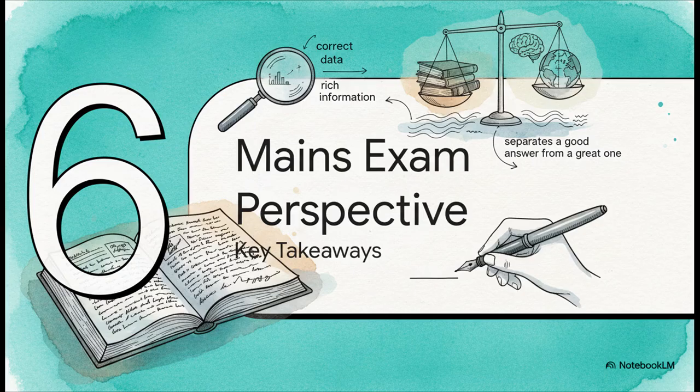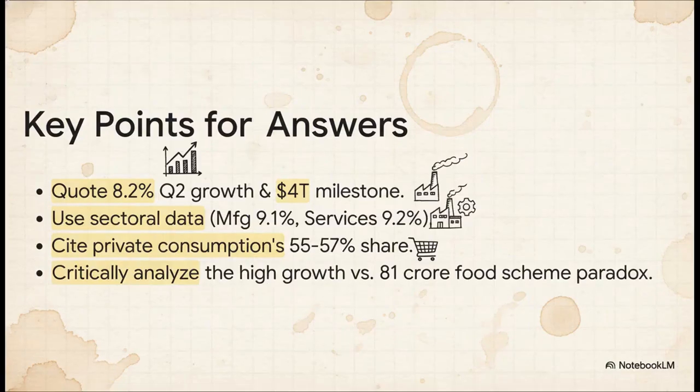All right, let's wrap this up by distilling everything we've discussed into concrete, actionable points for your mains answers. Remember, it's using the right data and offering a balanced, critical view that will really make your answer shine. Here are the absolute must-know takeaways for your notes. First, the key numbers, that 8.2% growth rate and the $4 trillion milestone. Second, use the sectoral data, mention manufacturing at 9.1% and services at 9.2% to show the growth was broad-based. Third, explain our resilience by citing private consumption's huge 55 to 57% share of the GDP.